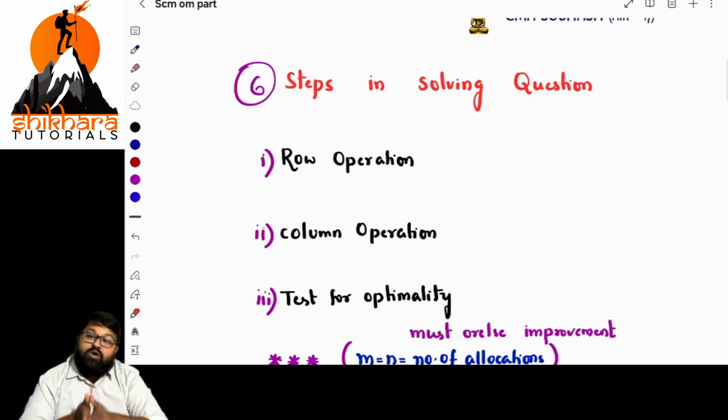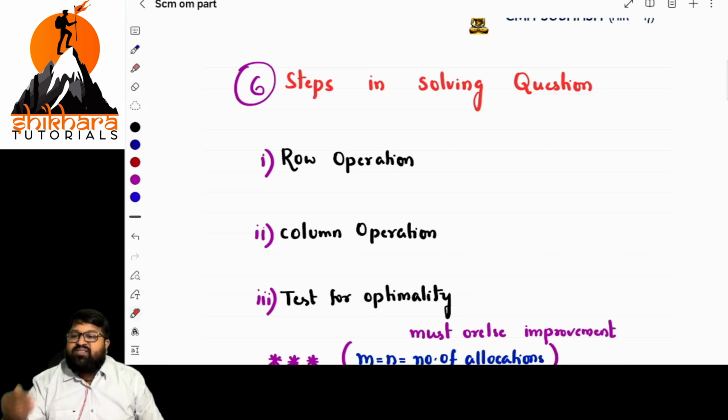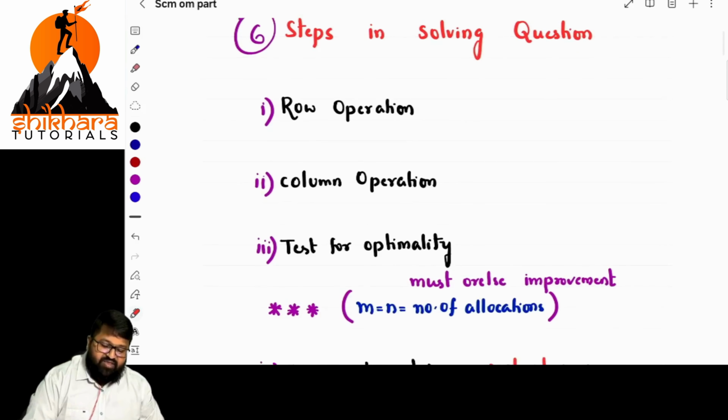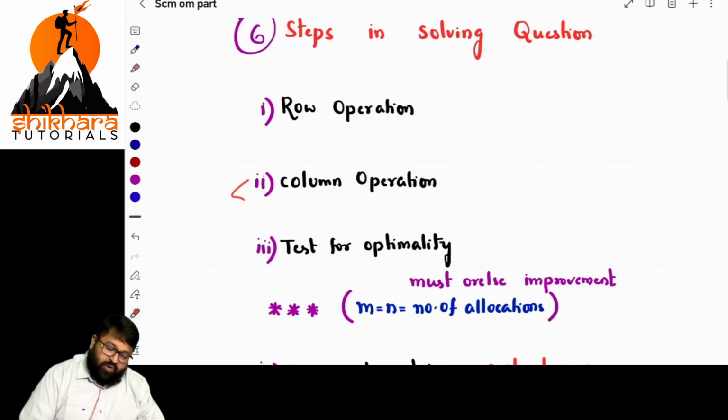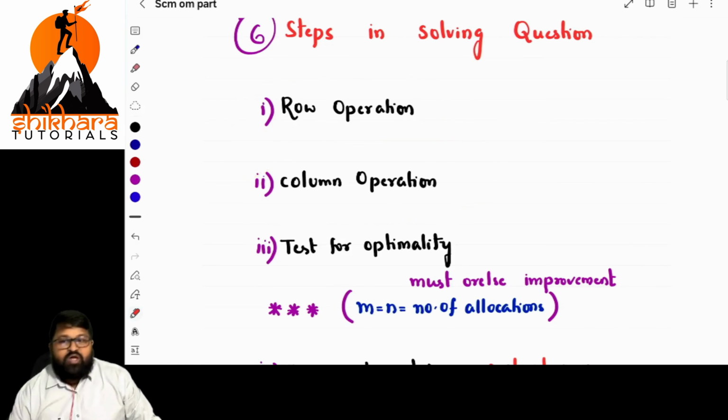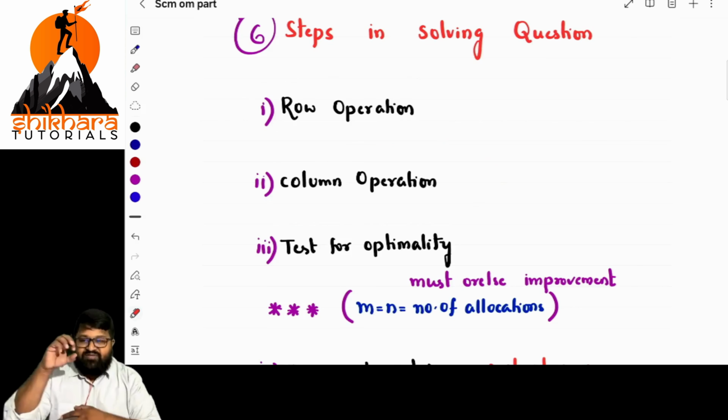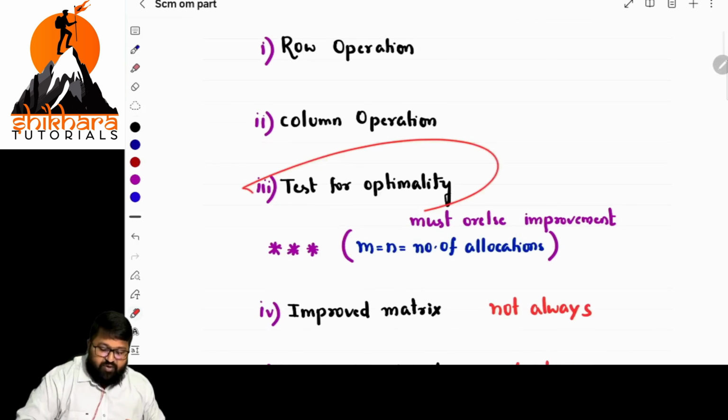But if rows are not equal to columns, what do we do? We have to add a dummy where there is a shortage. If there is a shortage of rows, add a dummy row. If there is a shortage of columns, add a dummy column. Then the first step is the row operation: from each row, identify the least element and deduct it. The column operation has the same motive: from each column, identify the least element. Then go for the test for optimality.